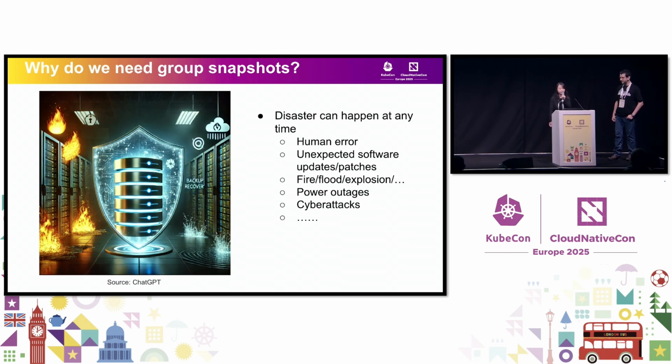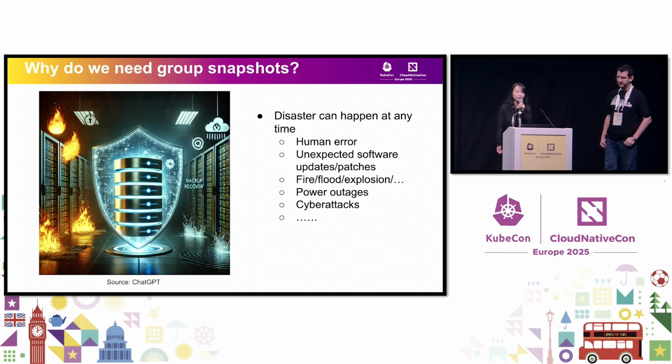As shown in this picture, if this data center is burned down, your data stored there will be lost for sure. However, if you have your data backed up in a different location, you can always restore your data back. So data protection and disaster recovery are very important for your mission-critical applications.